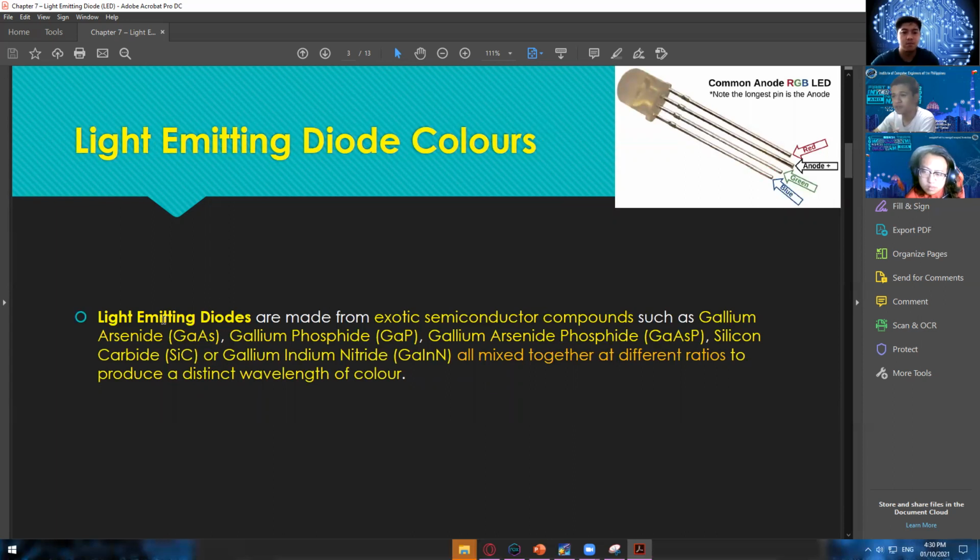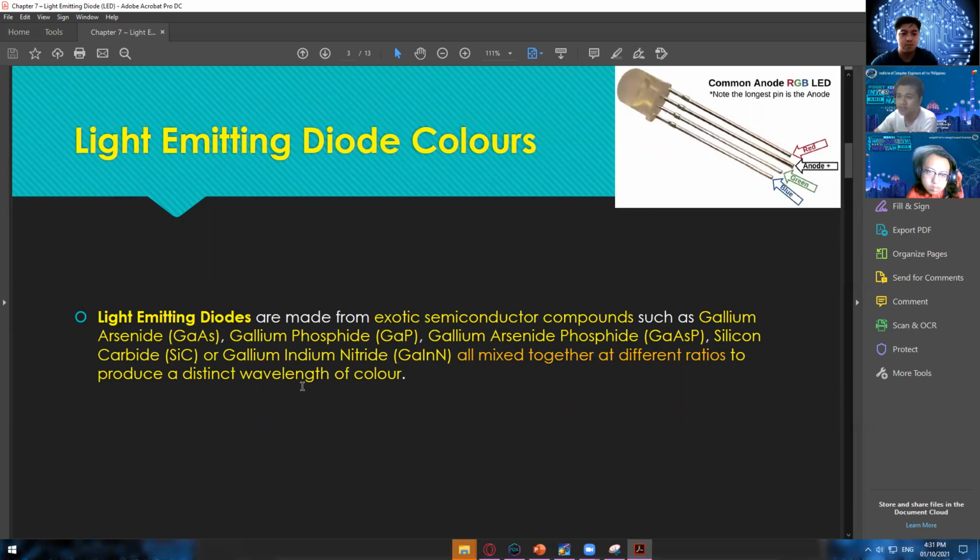Light emitting diodes are made from exotic semiconductor compounds such as gallium arsenide, gallium phosphide, gallium arsenide phosphide, silicon carbide, gallium indium nitride. If you mix them together, of course, with different ratios, you'll be able to come up with different colors, like maybe half of blue plus half of green to give you another color.